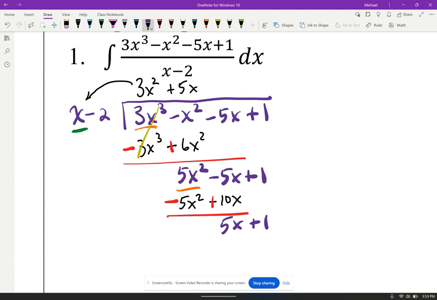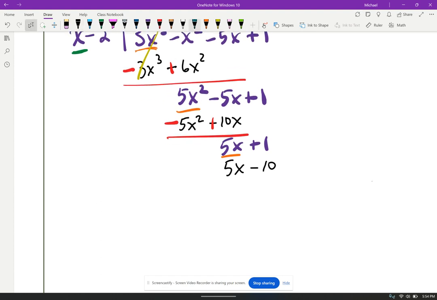And then I ask myself, is it possible for me to do something times x that would give me 5x? Sure. I could multiply it by 5. 5 times x would give me 5x. 5 times minus 2 would give me minus 10. And I subtract. Minus, minus, but it's already minus, so it becomes a plus. And here I have 11.